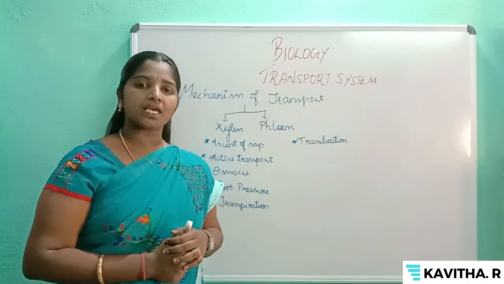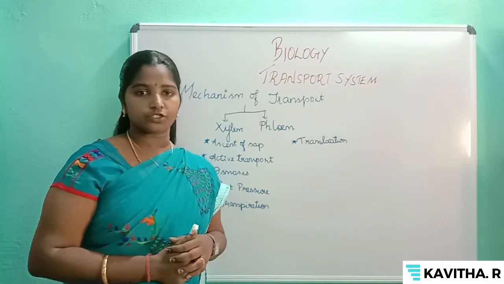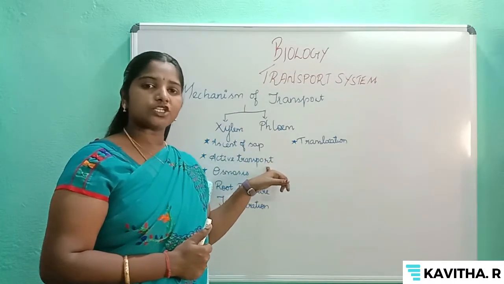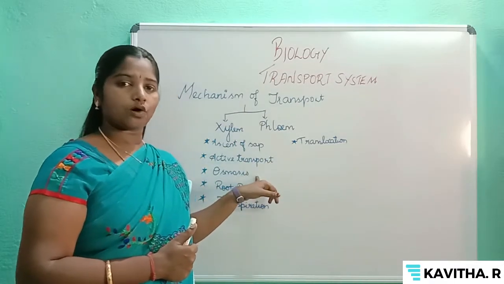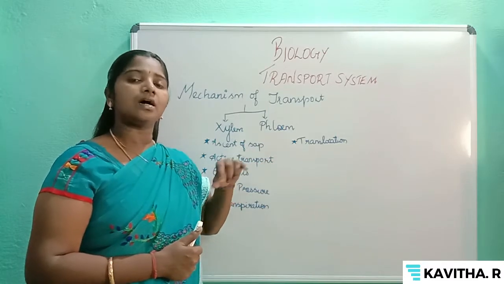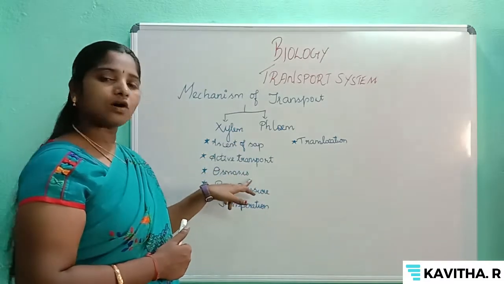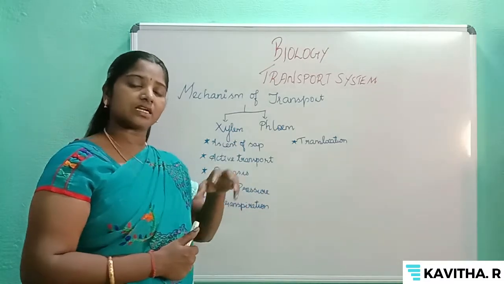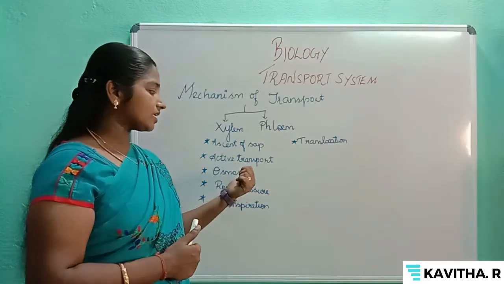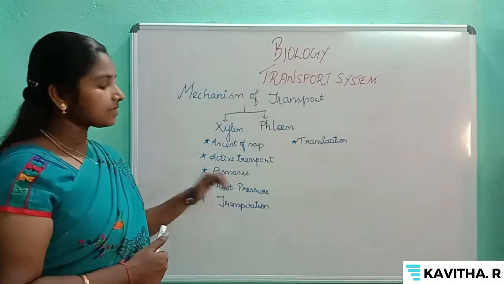The major difference between osmosis and active transport is the expenditure of energy. In active transport, energy expenditure is more compared to osmosis, since all the minerals are taken into the plant parts. Osmosis absorbs only the water molecules, therefore the expenditure of energy is less in osmosis. Next one, root pressure.